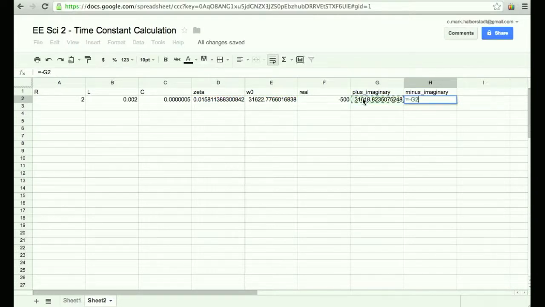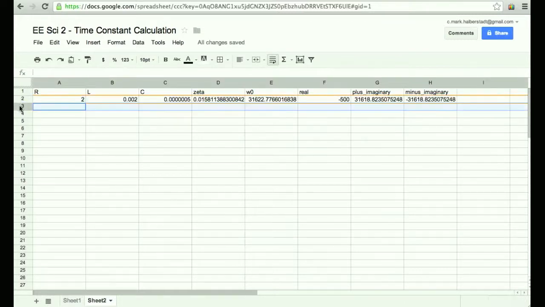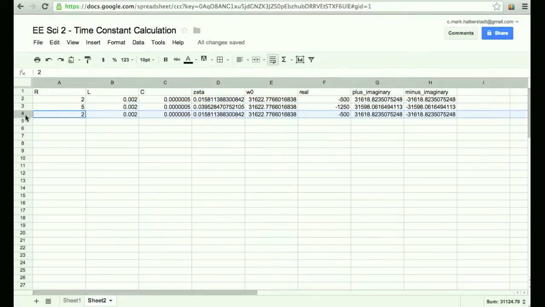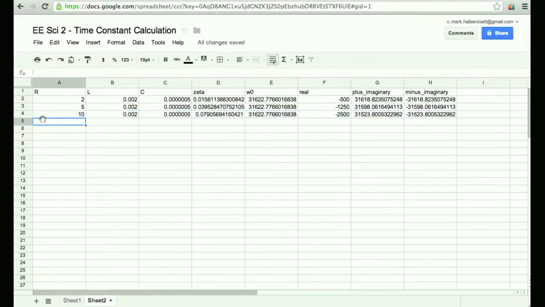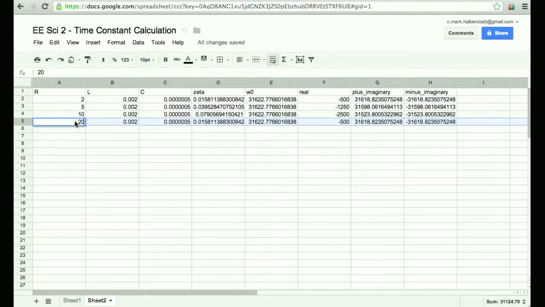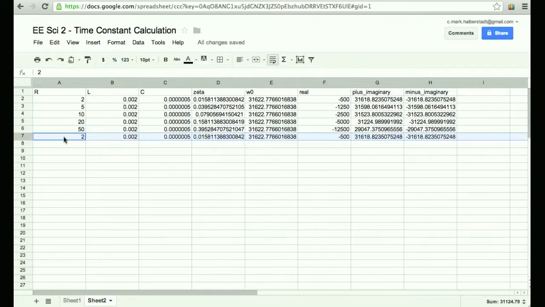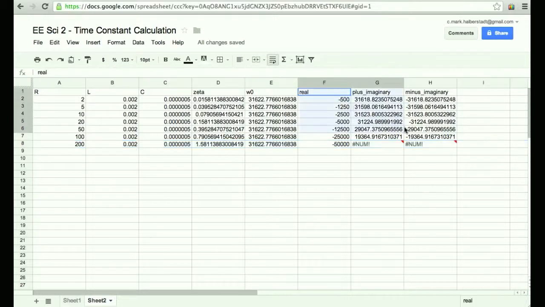All right. Now, let me populate it. So let's do some other resistances, right? 5, 10, 20. Do you remember, what was the resistor that made it stop ringing? Was it about 100? Okay. So let's just fill in these values. We may fill in more. Okay, so what I'm going to do now is create a plot. Charts, scatter, just the dots will be fine.